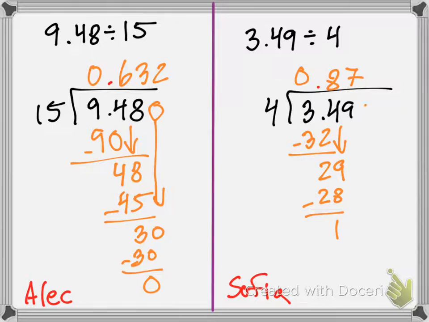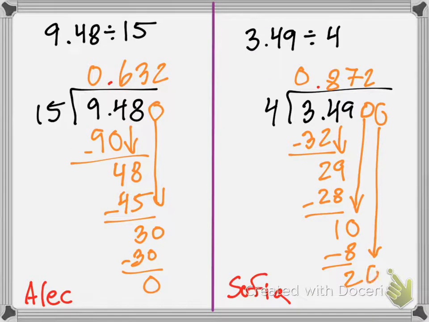We put a 0. Perfect. 4 into 10? 2 times. That's 8. We get 2. Another 0. And Sophia, how many times does 4 go into 20? 5 times. And that is exactly 20, so we end up with 0.